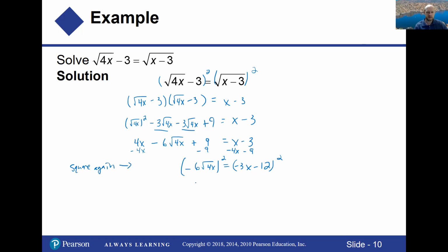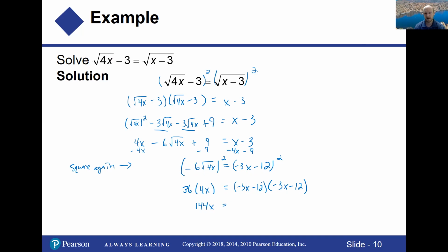What that gives me here is negative 6 times the square root of 4x, squared. That's just going to be positive 36 times 4x because I square both of these things, right? I square negative 6, that gives me 36. I square the square root of 4x, and that just gives me 4x left over. But here, when I square this guy, I have to write all of this out and then FOIL it. So let's FOIL this. First of all, 36 times 4x. 36 times 4 is 144.